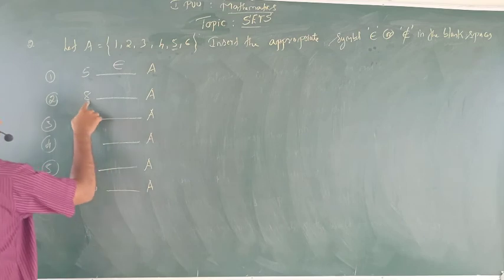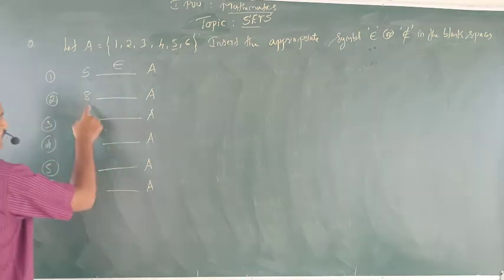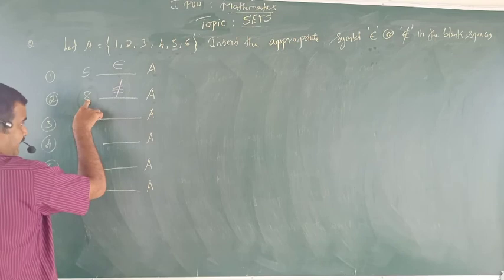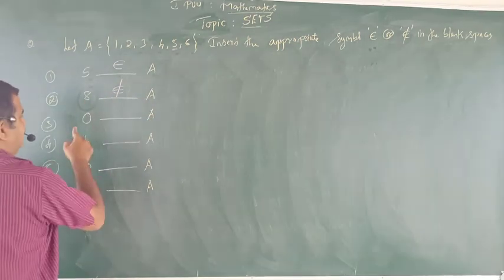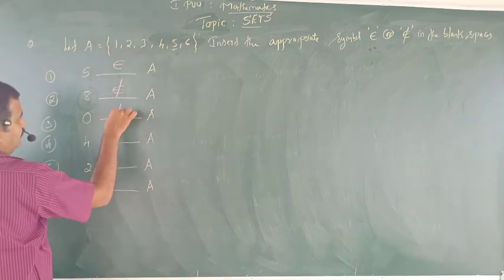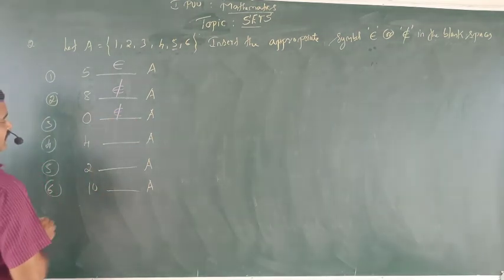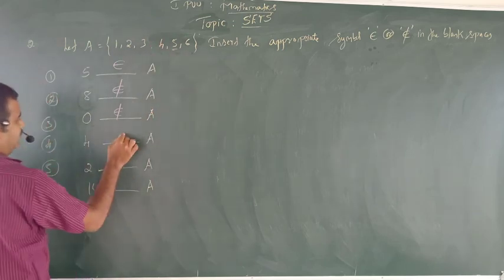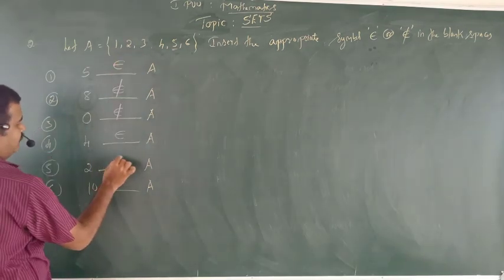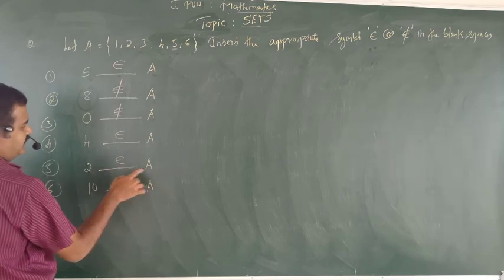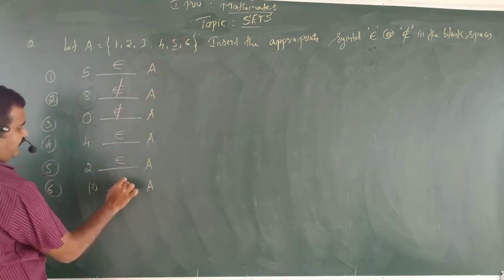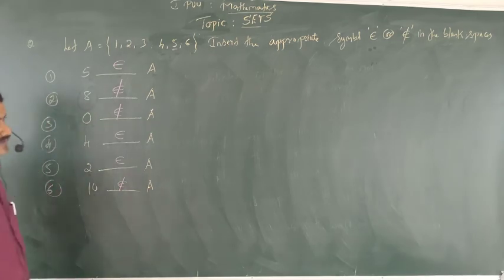Next, let me go for the second one. 8 and A: the element 8 is not in the set A, so 8 does not belong to A. Another one, 0. 0 is not in the set A, so 0 does not belong to A. Again, let me go for 4. 4 is inside the set, so 4 belongs to A. Again, 2 is present in the set A, so 2 belongs to A. 2 is a member of A, 4 is a member of A. 10 is not present here, so 10 is not a member of A, and 10 does not belong to A.